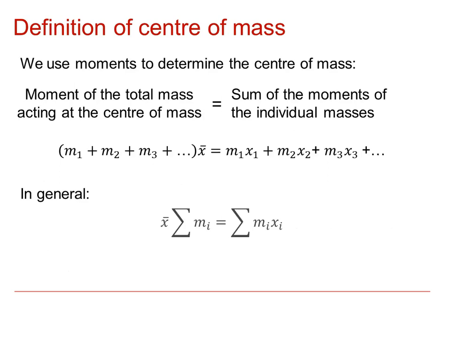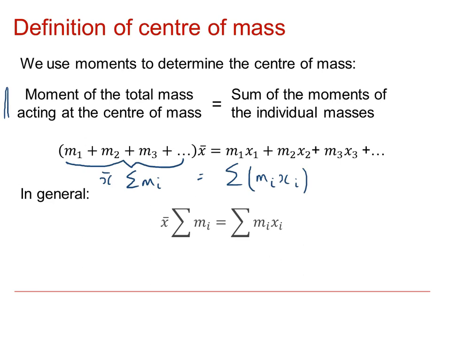As I've already said, we can use the idea of moments to find the position of x bar, and we do this by this very simple idea that the moment of the total mass acting at the center of mass is equal to the sum of the moments of the individual masses. So we have this formula that says that the sum of the mass, which is here sigma mi, multiplied by x bar, is equal to the sum of each of the individual moments, so that would be mi multiplied by xi. So we get that x bar sigma mi is equal to sigma mi xi.